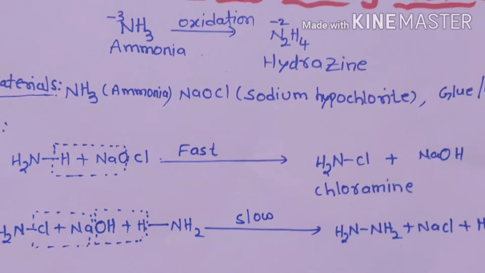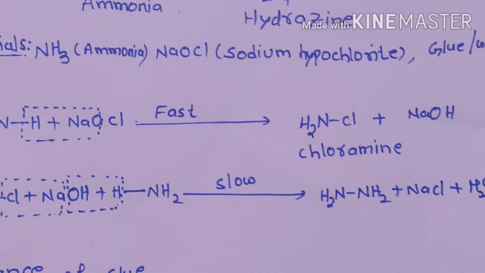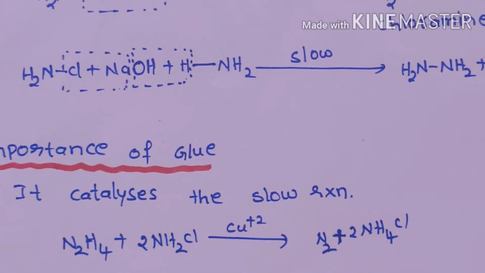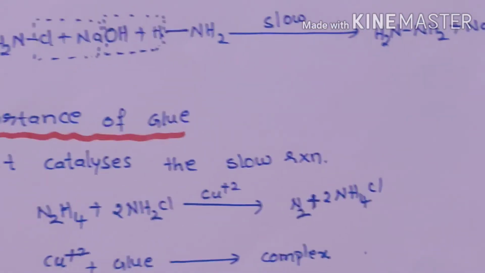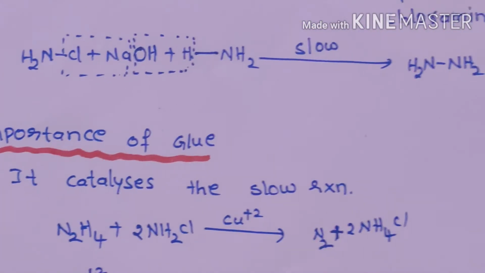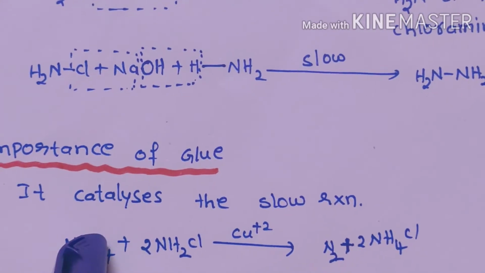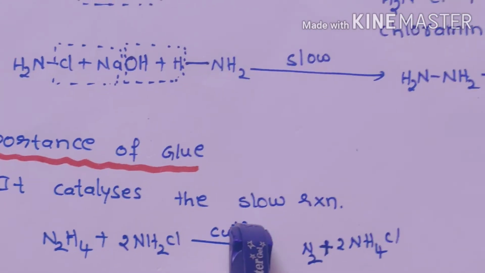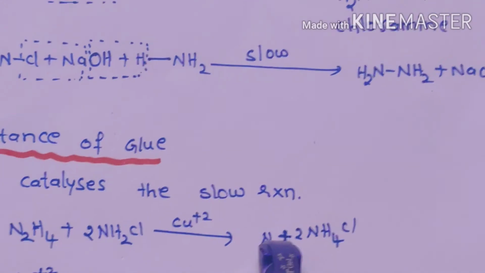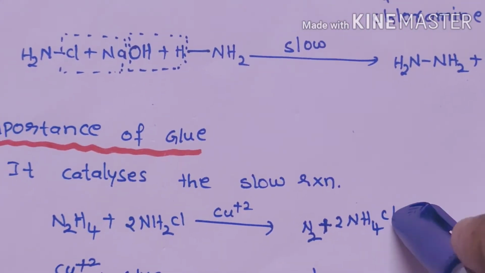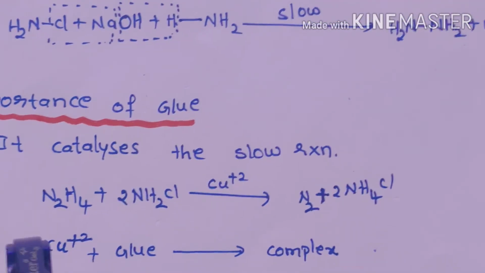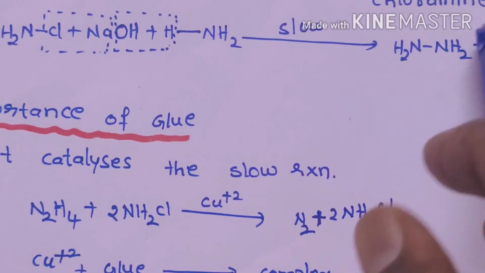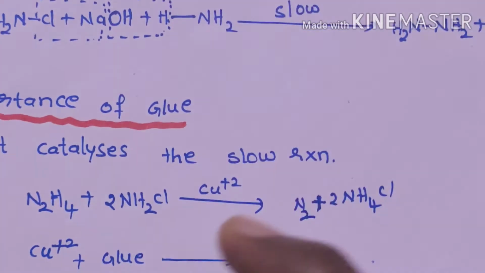Here in this reaction, glue plays a very important role. This glue catalyzes the slow reaction. That means it increases the rate of the second step. And if glue is not used, the hydrazine formed in the second step reacts with the chloramine formed in the first step in the presence of metal ions like Cu2+ ions and decomposes to give nitrogen and ammonium chloride. The glue combines with the metal ions like Cu2+ ions and forms complex compounds. That means the use of the glue stops the decomposition of the hydrazine.